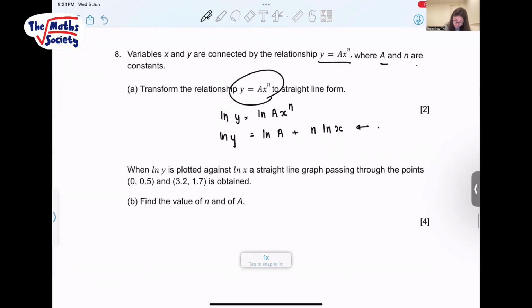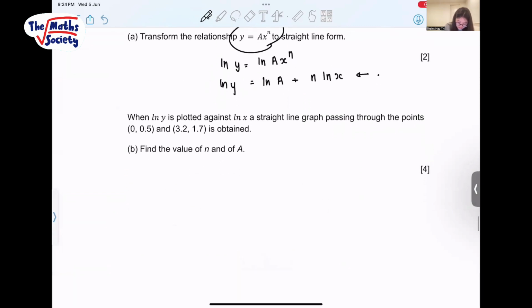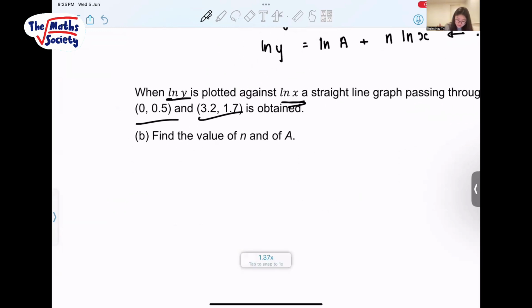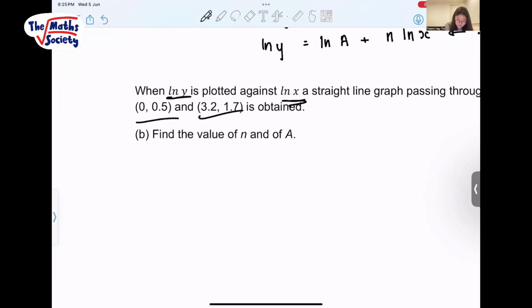And then for part b, it says that ln y plotted against ln x is a straight line graph passing through the points (0, 0.5) and (3.2, 1.7). So firstly, we'll just find the gradient first. So finding the gradient, it's 1.7 minus 0.5 by 3.2 minus 0. So it's going to be 1.2 by 3.2.